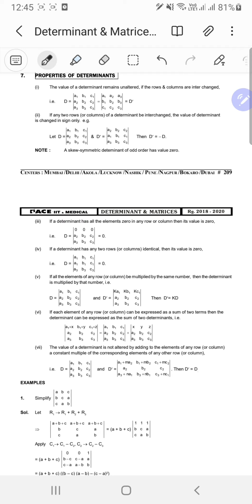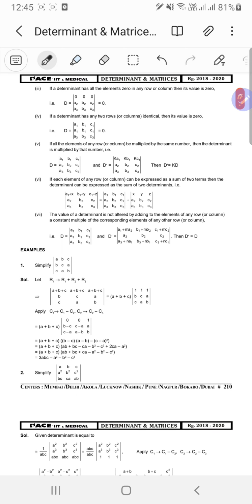So that's nice. If they have the same vector value, then cool. Or even if they are collinear, then too it will be 0. Okay, if a determinant has any two, oh, this I already got.